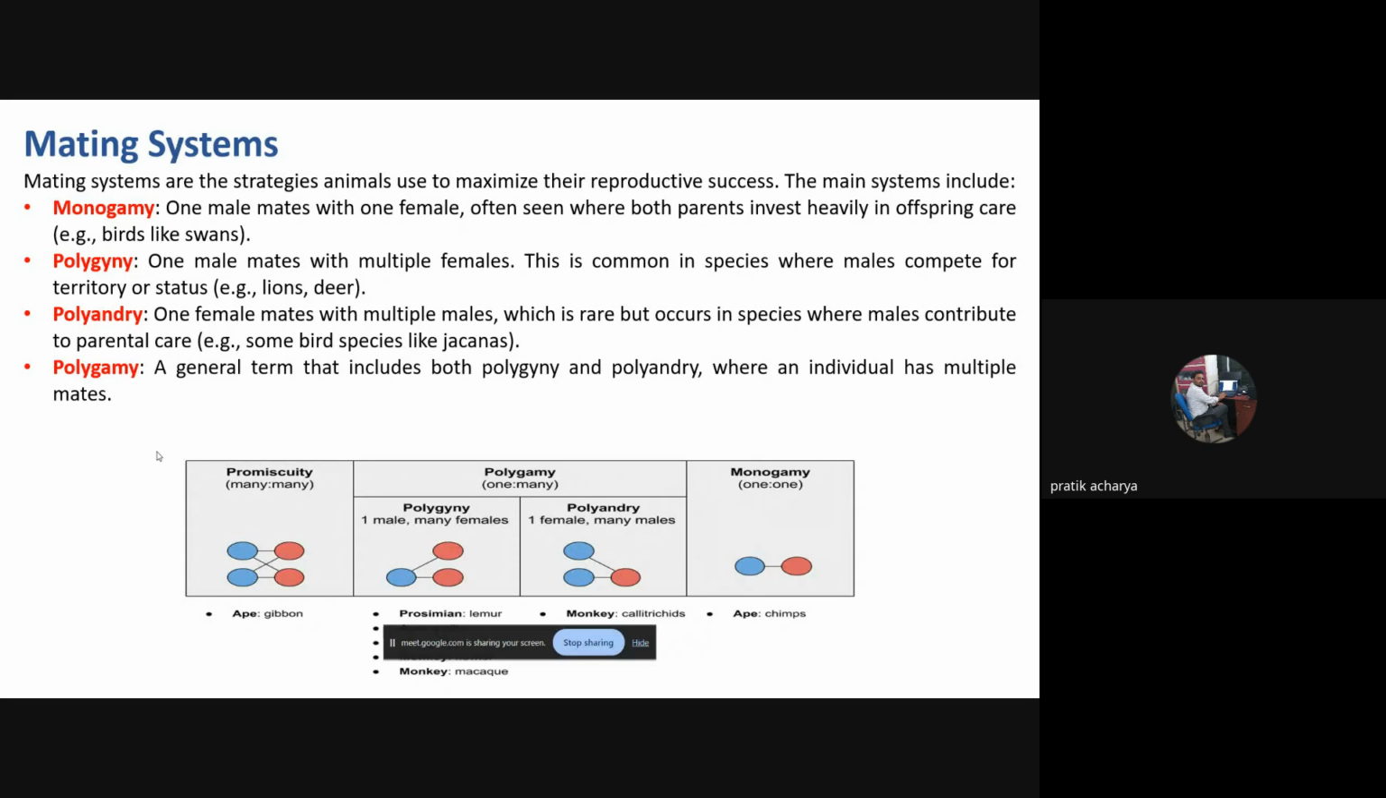So polygamy is the term which includes both polygyny and polyandry, where an individual has multiple mates. So this is the condition. Here the pictorial presentation is mentioned: polygamy that includes both polygyny as well as polyandry. Okay, so these are different pictures showing organismal presentation.